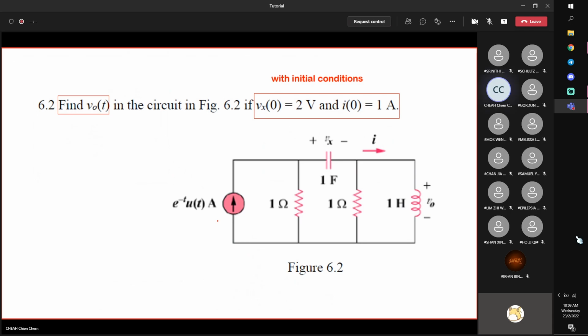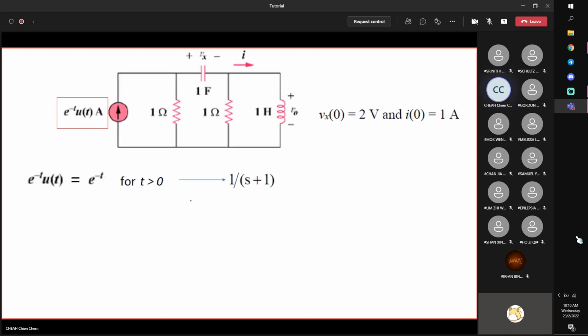Problem 2, you can see at the end of this question that the initial condition is not 0 now. You have a capacitor initially charged with 2 volts, and there's an initial current of 1 ampere for the inductor. So there are 2 energy storage elements here. And notice that your source is not a DC. So here we can't use what you have learned in the time domain analysis because this is not DC. But Laplace domain, no problem. We can still transform it into Laplace domain.